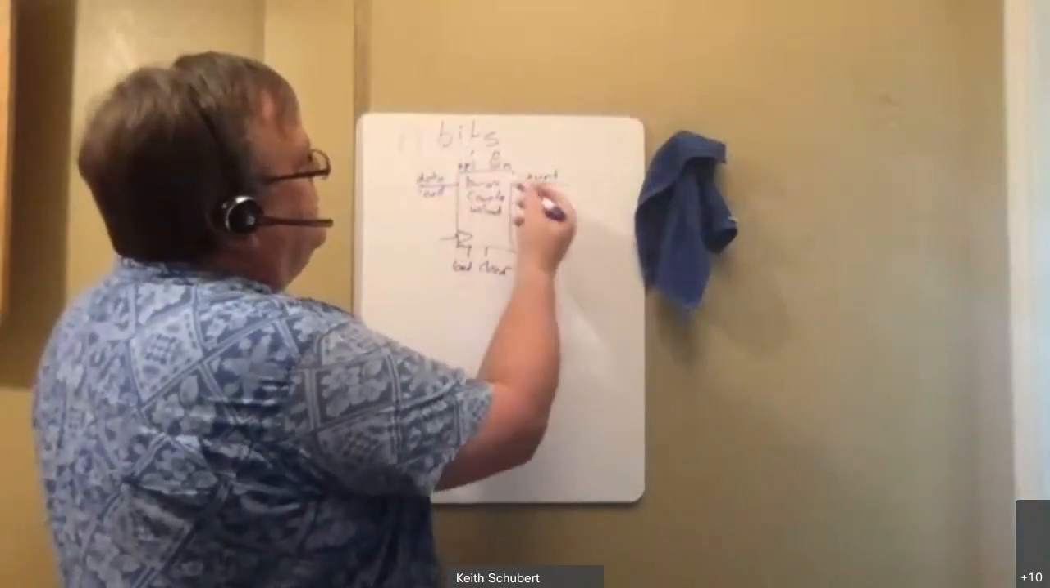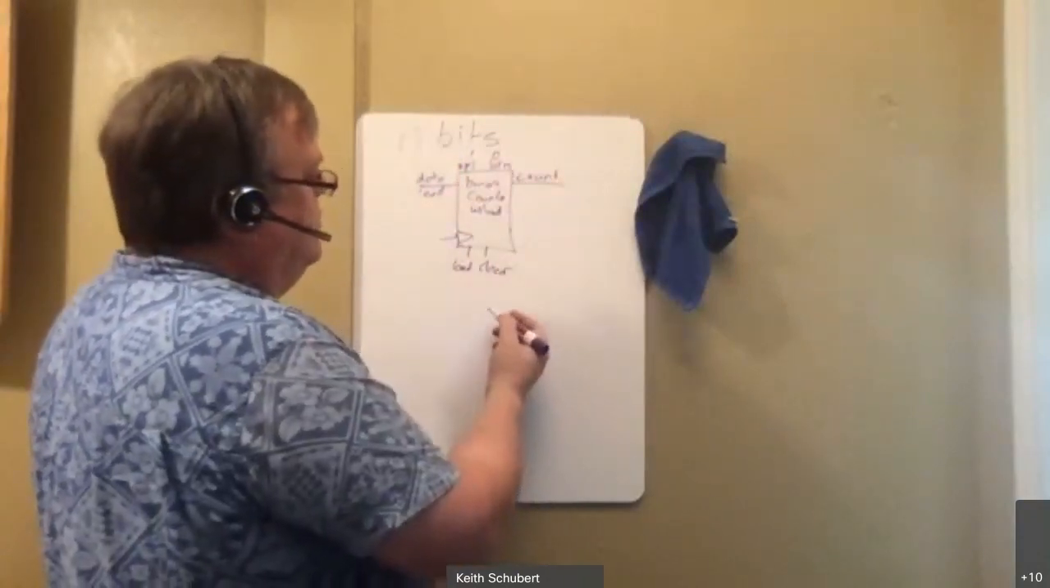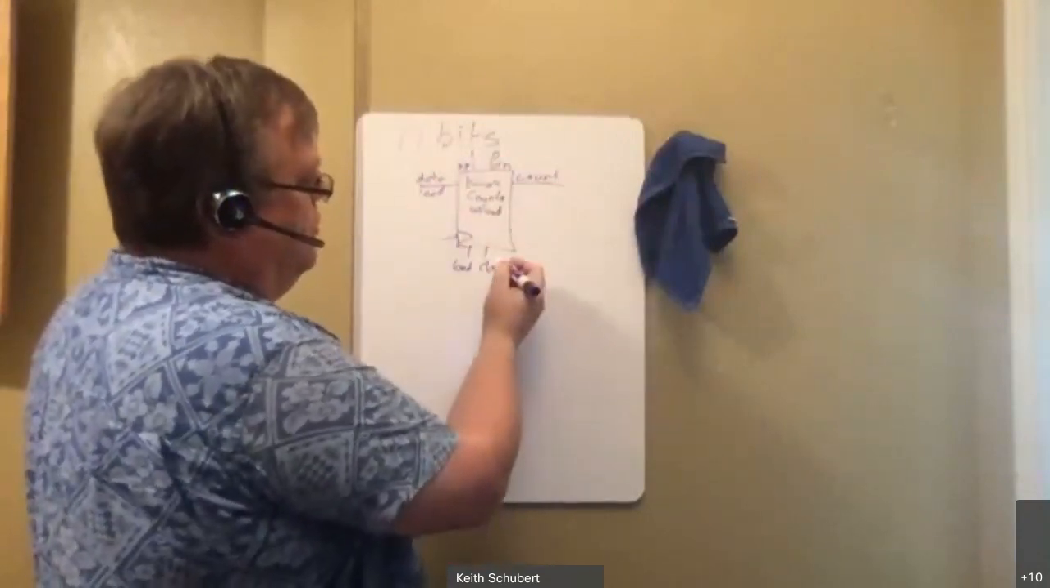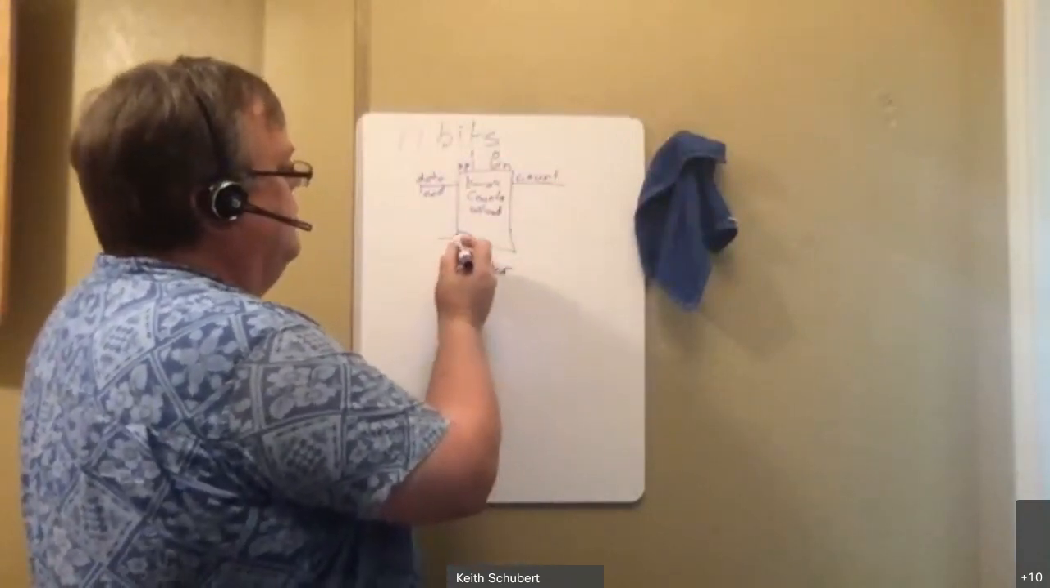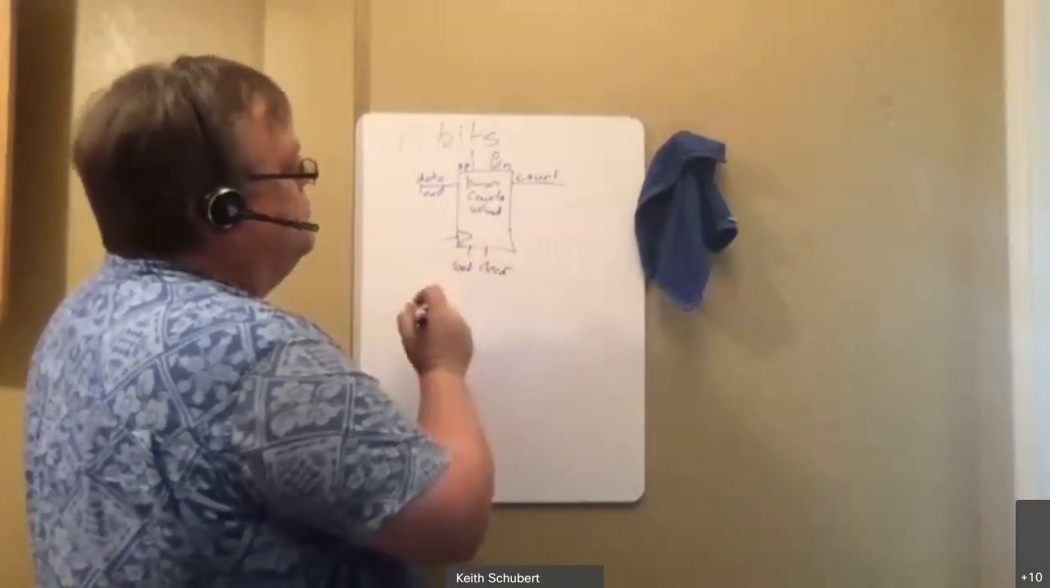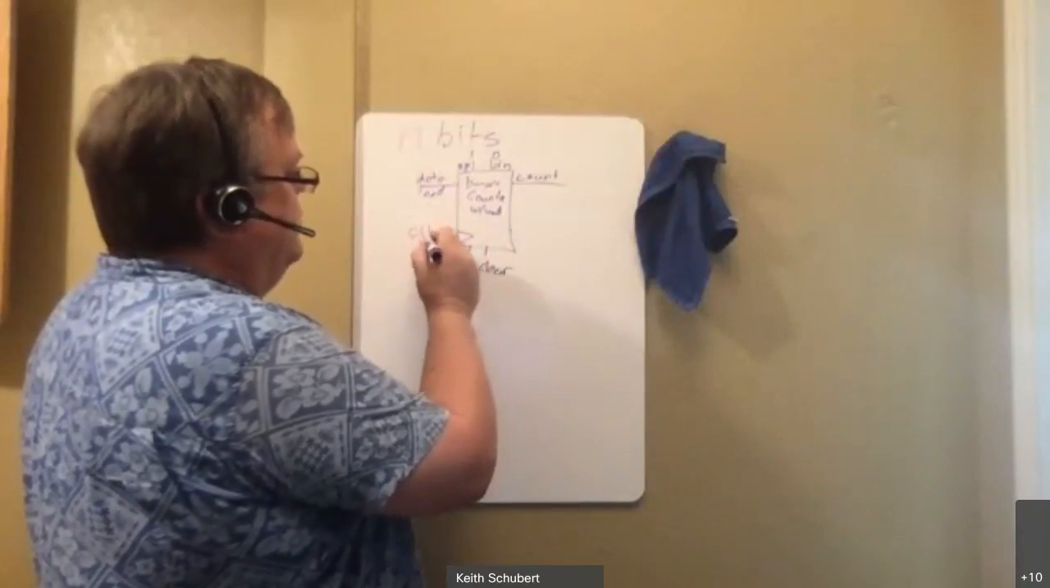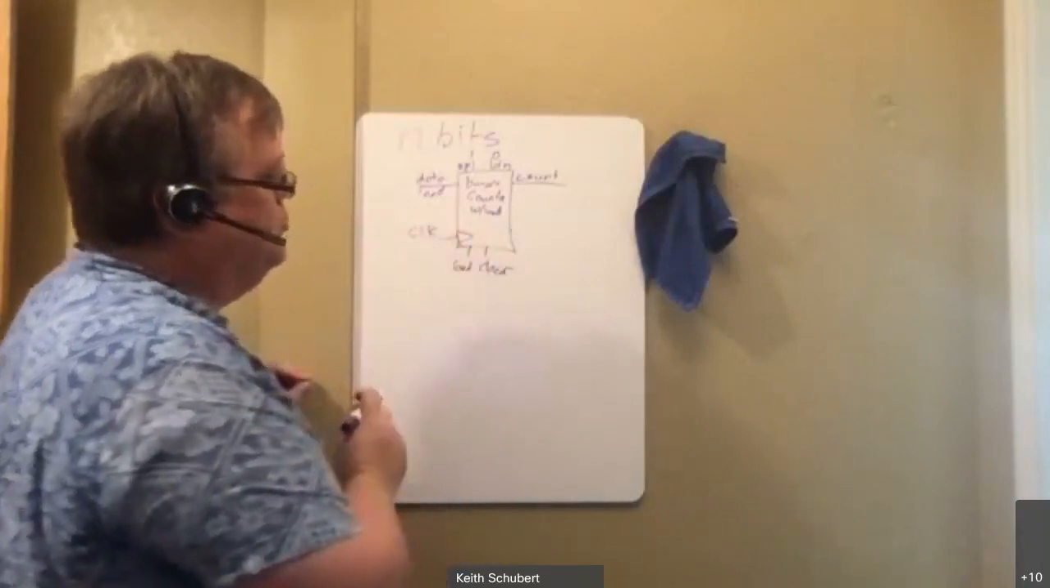So when I tell it this means count up, never count down. Load means loaded a new value. Clear, set it all to 0. This is asynchronous. And then I've got, of course, my clock impulse. I'm going to assume that I want to count this at my regular clock rate, so I'm going to hook this to my clock.